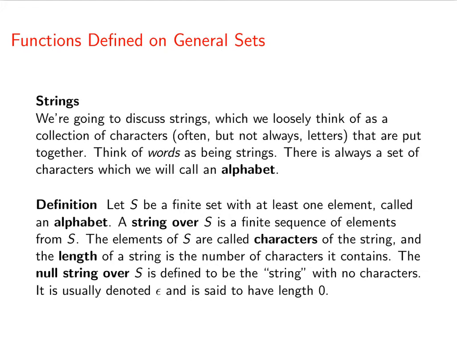So let's make a definition of what we mean by strings. We're going to let S be a finite set with at least one element, and that's going to be called our alphabet. So a string over S is a finite sequence of elements from S. Those elements in S are called characters of the string, and the length of a string is the number of characters it contains. Now you can have a null string. That's a string with no characters. We're going to denote that with an epsilon. We're going to say it has length 0. Real words, you don't have anything like that. There's no word that has no characters, so this is more of a technical definition for the mathematics.